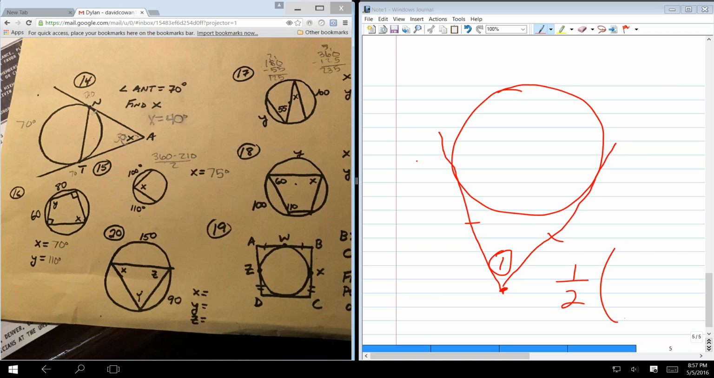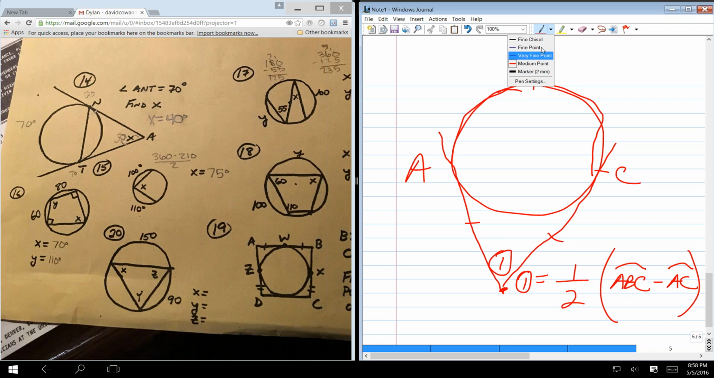Let me label this A, B, C. So it's the bigger arc minus the smaller arc. Bigger arc is ABC. The smaller arc is just AC. So that's what angle 1 is always equal to: 1/2 of the difference of the two arcs that get intercepted here.